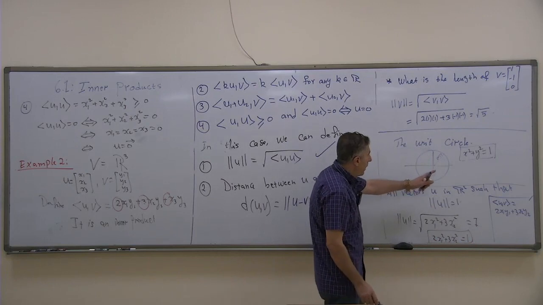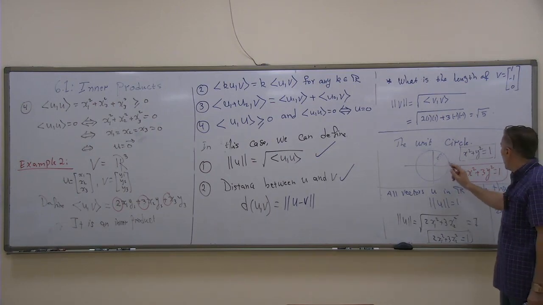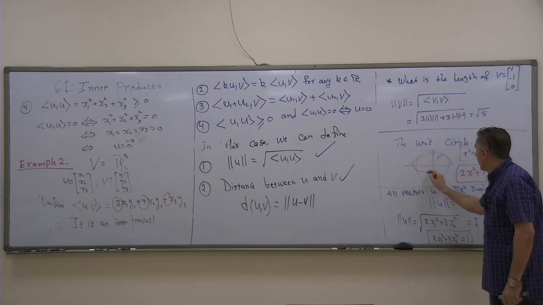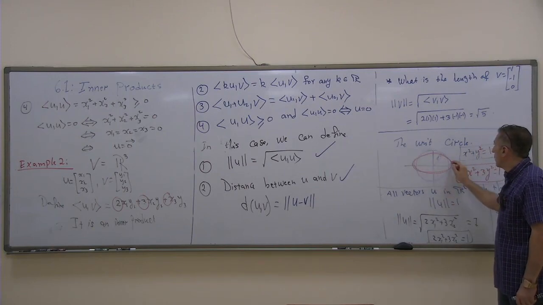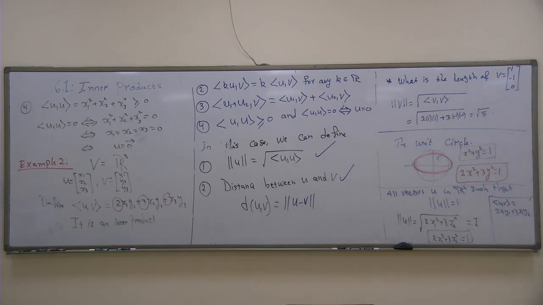So if you go back here, it is not going to be this. It is going to be this: 2x squared plus 3y squared equals 1. So based on this inner product, your unit circle is going to be all points that satisfy this equation. Well, what is this equation? Certainly this is not a circle. This is going to be an ellipse. I'm not going to focus on the details, but this is going to be an ellipse.